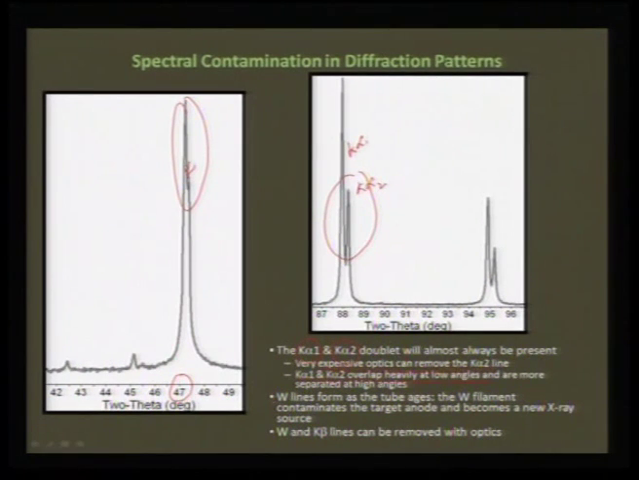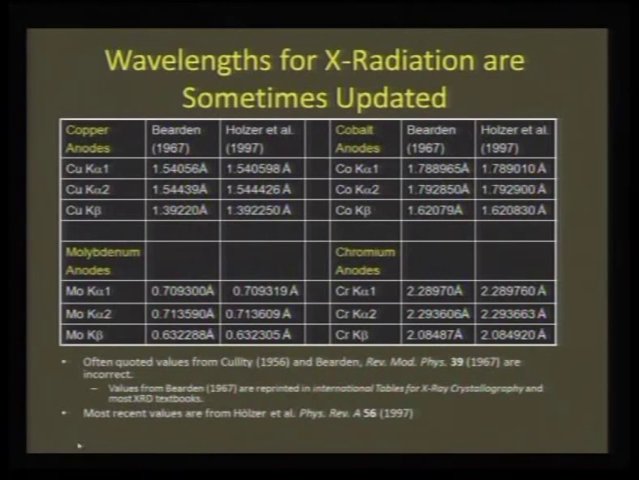Why is this also coming? Since we are using a tungsten filament as the source, sometimes on overburning, the tungsten lines can also come in the diffractometer. Therefore, we should be very careful to filter off the contributions coming from both the K beta of the target and the contribution coming from the tungsten filament. So, this can come as a spectral contaminant in your diffraction patterns.